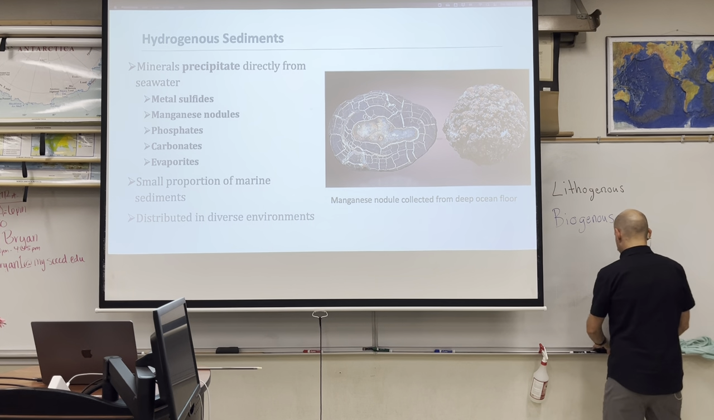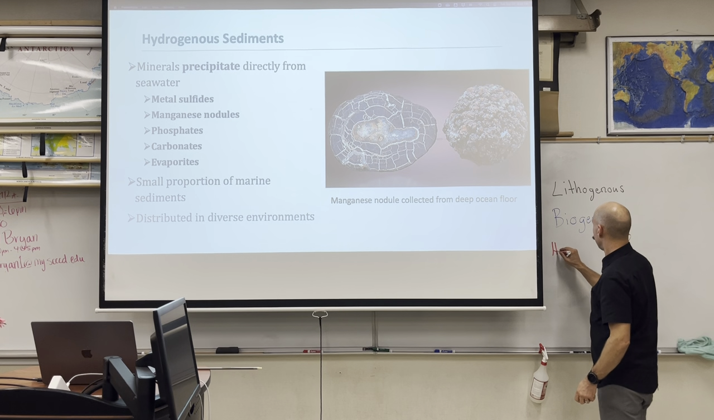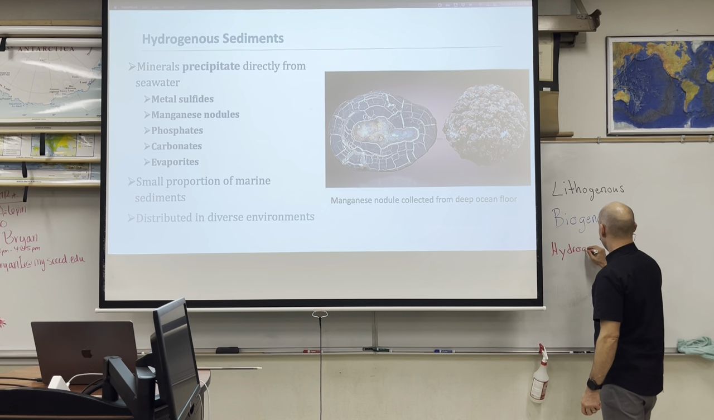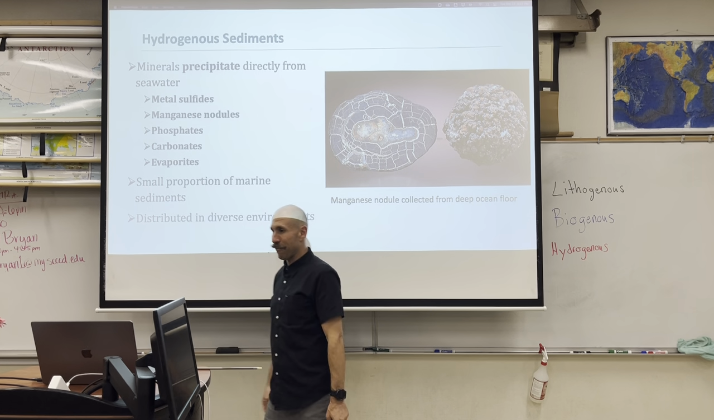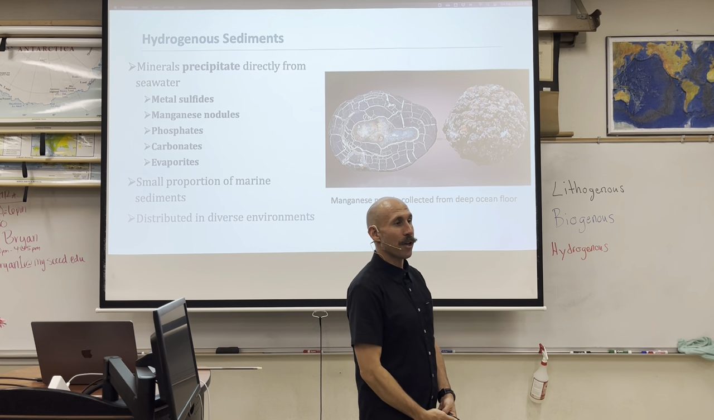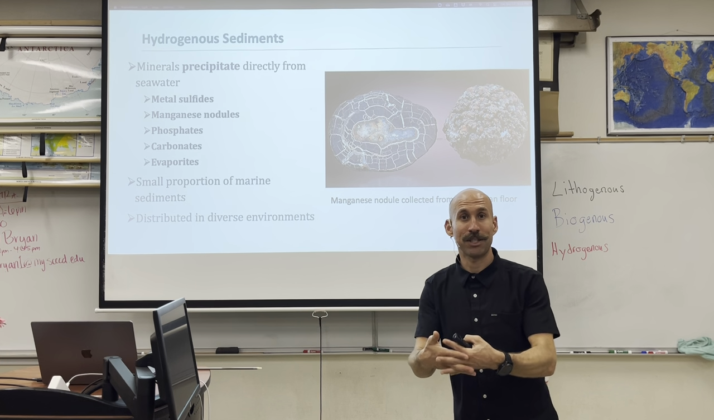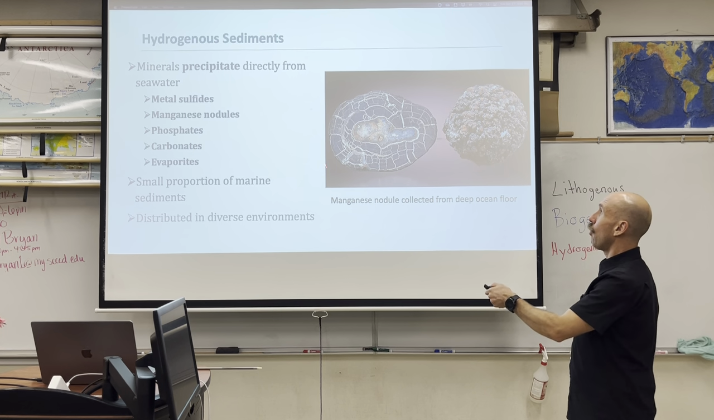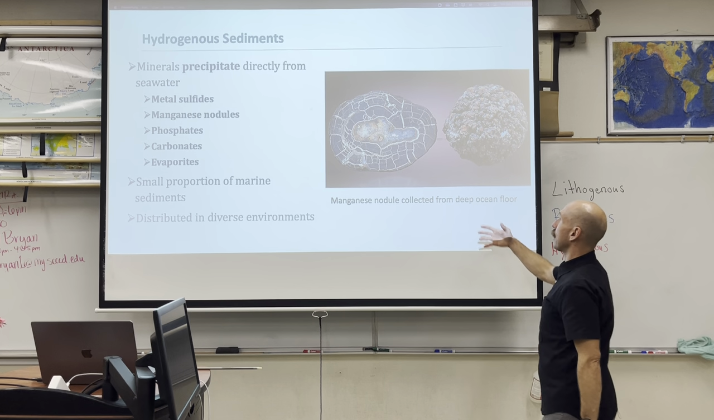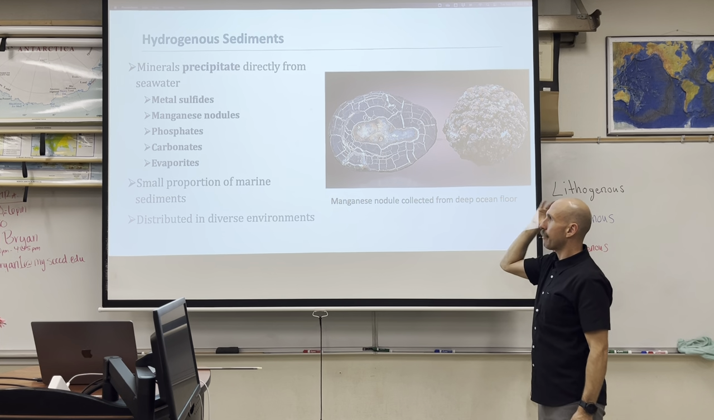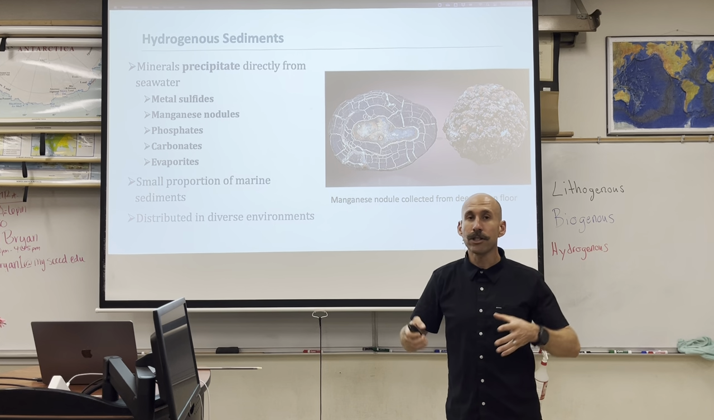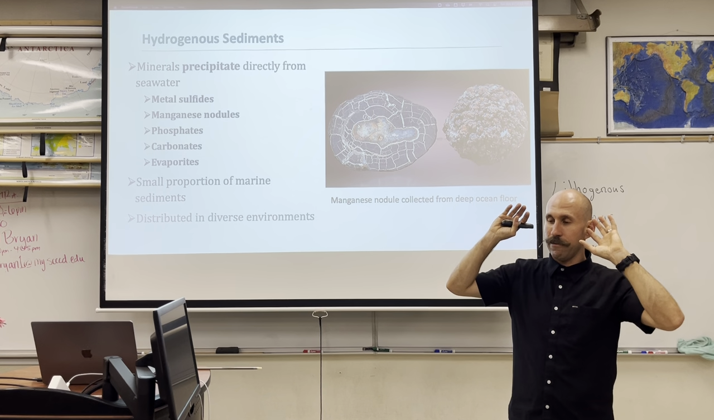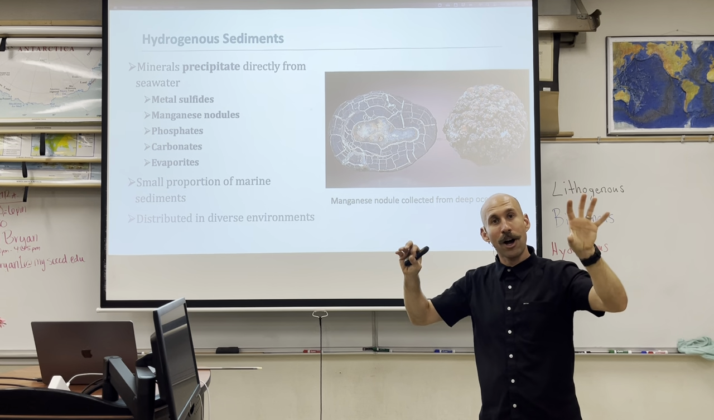Okay, biogenous sediments are cool. Let's talk about hydrogenous sediments. Hydrogenous sediments, these ones come from water. Okay, so they're precipitating directly from seawater. Awesome. We get a whole bunch of different types: metal sulfides, manganese nodules as seen here, phosphates, carbonates, evaporites. These are a very small proportion. The largest proportion of ocean sediments are lithogenous and biogenous.